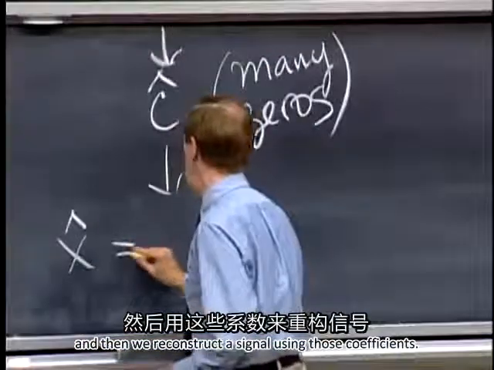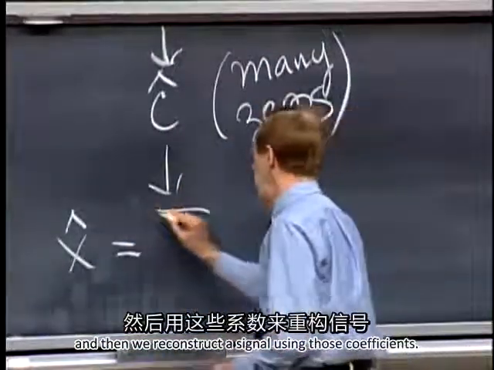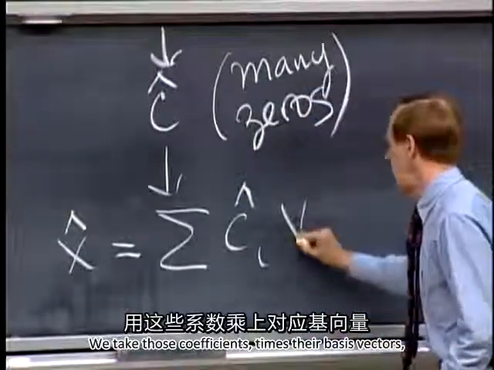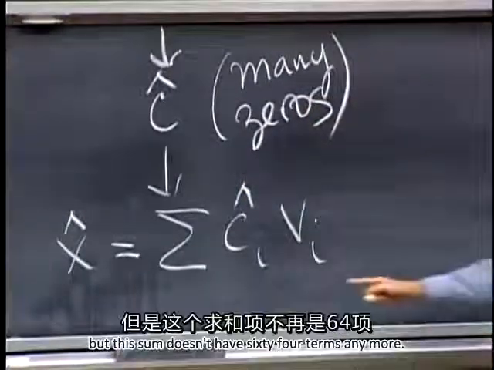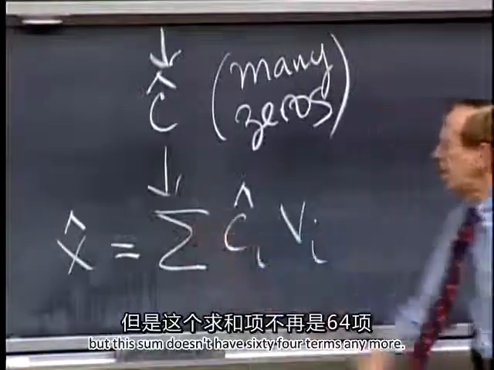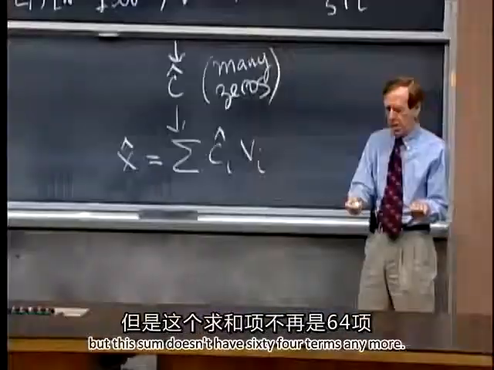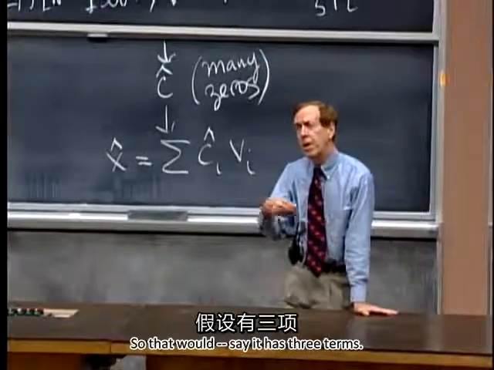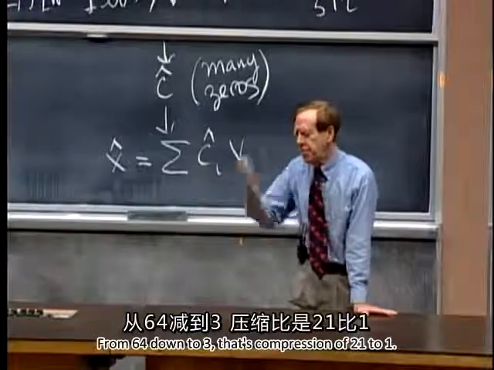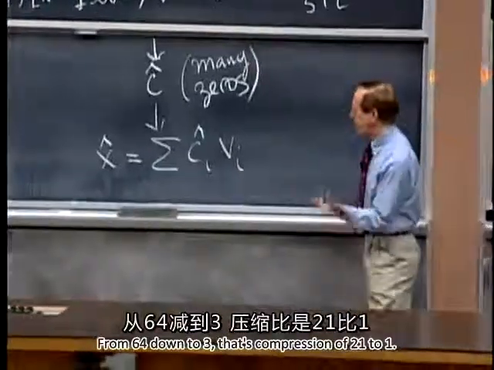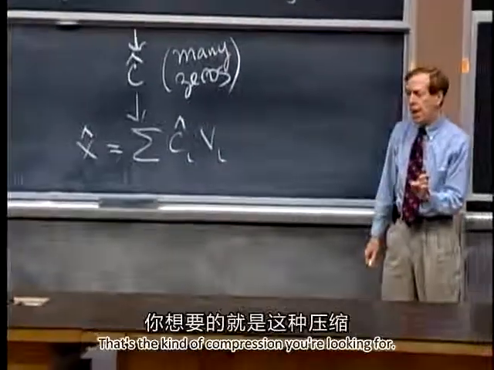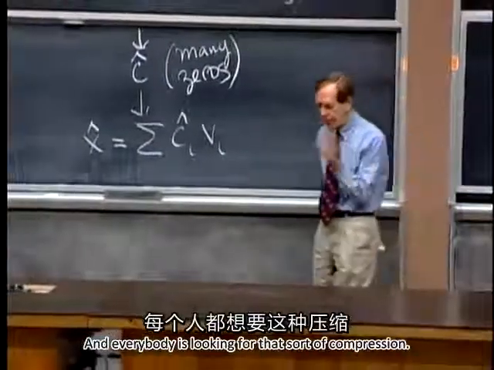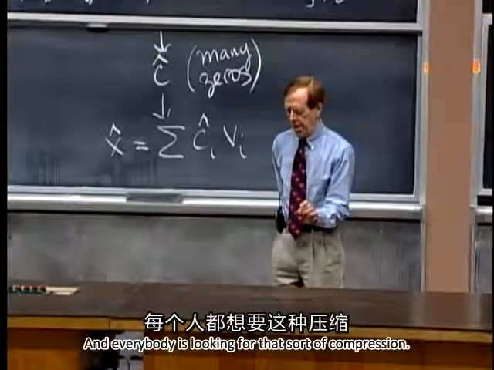and we're left with just a few coefficients, and then we reconstruct a signal using those coefficients. We take those coefficients times their basis vectors, but this sum doesn't have 64 terms anymore. Probably it has about 2 or 3 terms. So if we say it has 3 terms, from 64 down to 3, that's compression of 21 to 1. That's the kind of compression you're looking for. And everybody is looking for that sort of compression.